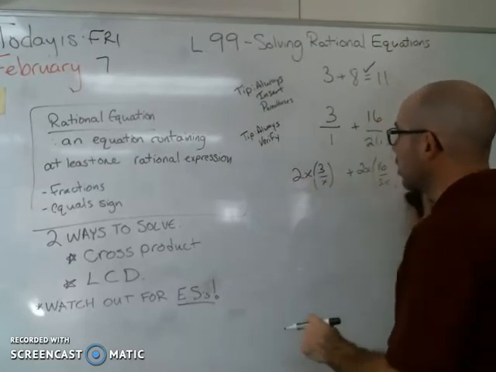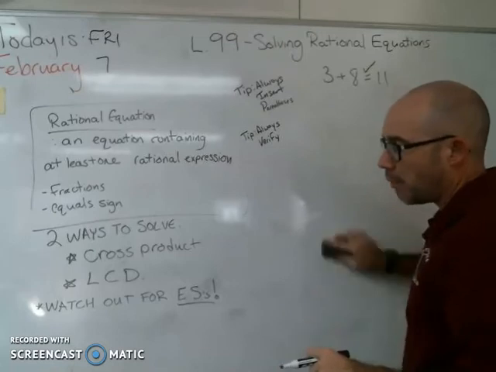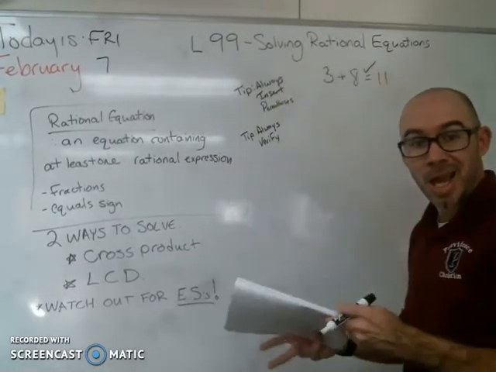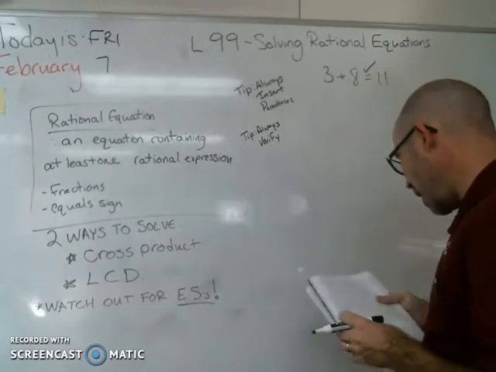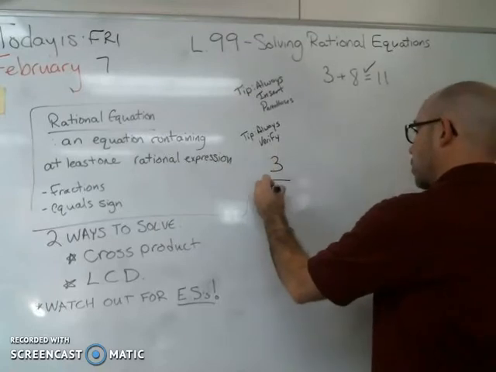Well, how did we do that? We found the least common denominator, and we multiplied everything through by the least common denominator. Yay, good for us. We did it. Yay, teacher. Here's another one.